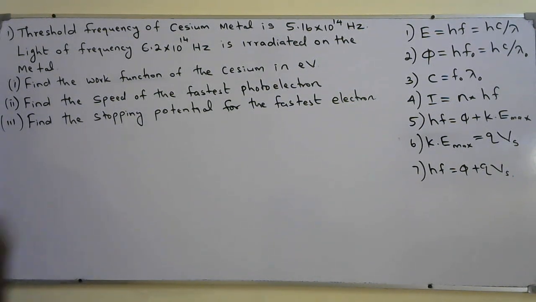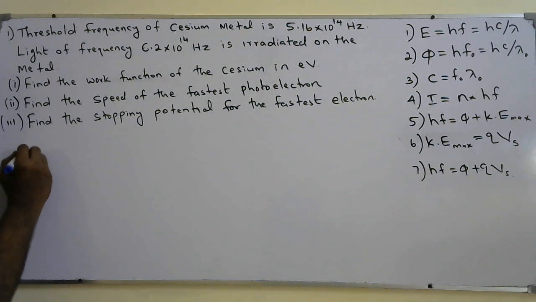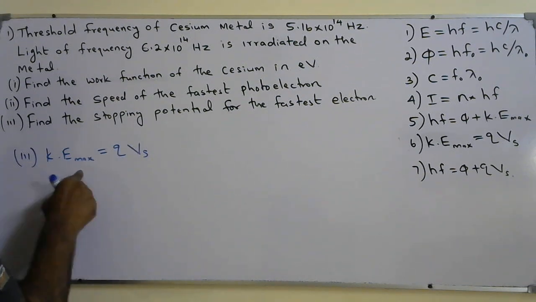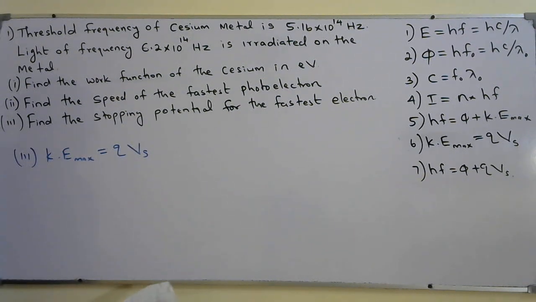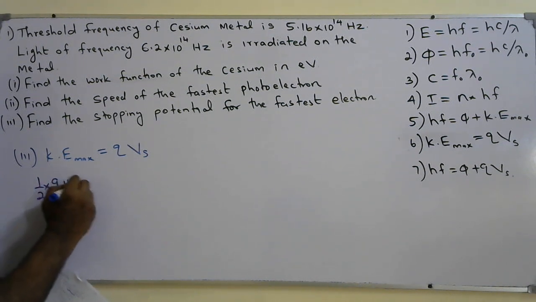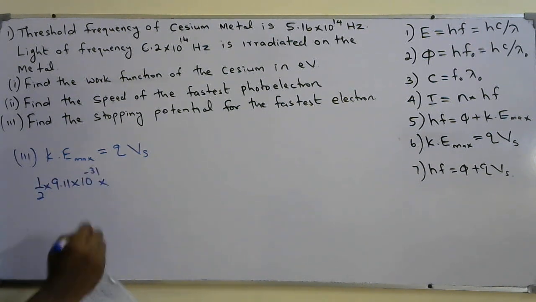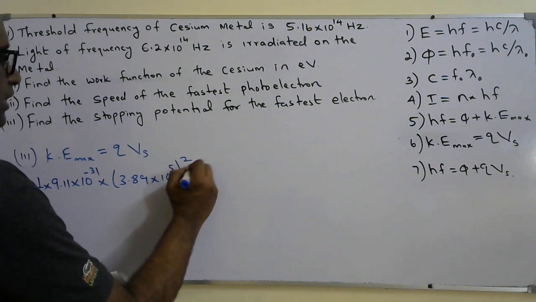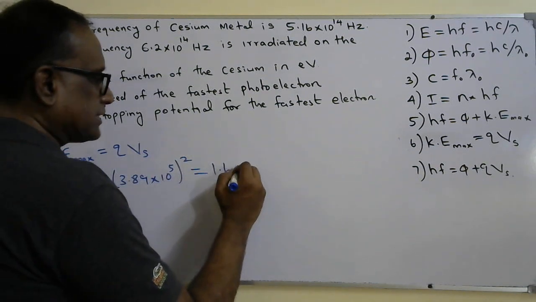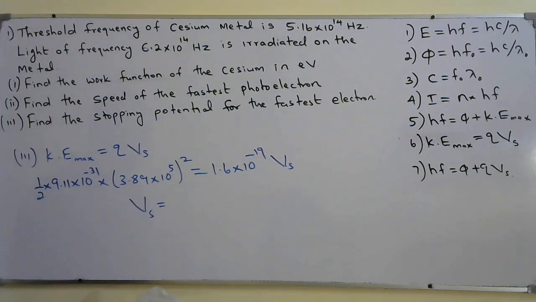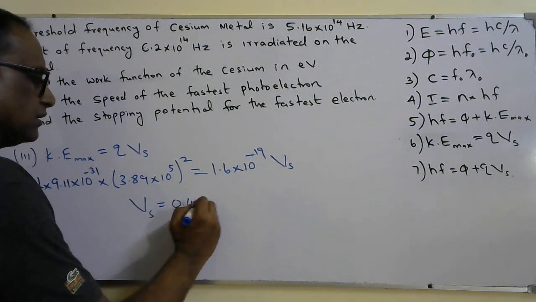Third part, find the stopping potential for the fastest electron. We know the kinetic energy K max is equal to q V s, or e V s. We know the speed, so we can calculate the maximum kinetic energy: half into 9.11 × 10^-31, and we found the speed 3.89 × 10^5, all squared, equals q, the charge of the electron, which is 1.6 × 10^-19, times V s. Solve it, and you will get a stopping potential equal to 0.43 volt.